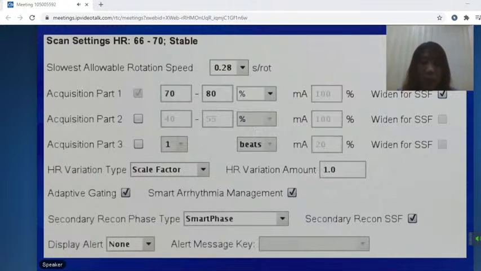Adaptive gating is enabled. Once a premature beat is found, the system will wait for the next normal beat to scan. Smart arrhythmia arrangement is enabled. Once an irregular beat is found, it will scan one more time to make sure there is enough data for post-processing. Post-processing SSF is enabled. Smart phase is chosen.